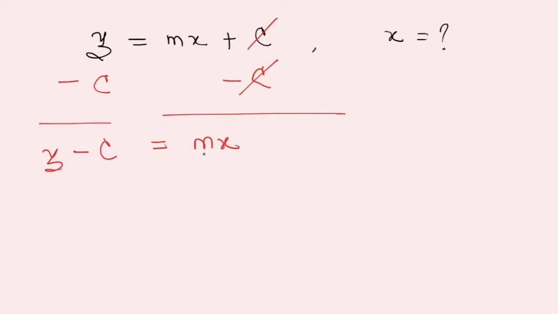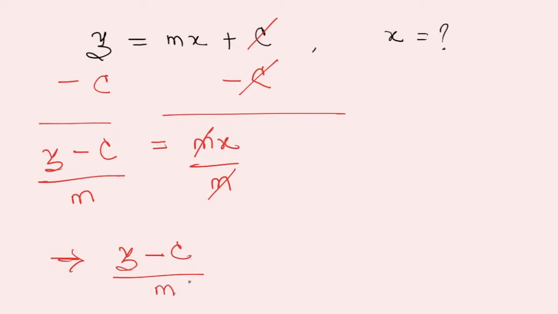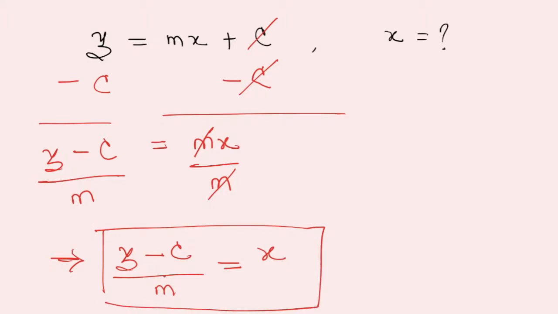But we're still left with an m on this side. Now to get rid of the m, we divide this side by m and also divide this side by m. Now m cancels out m to leave us with x. So our final answer is y minus c over m is equal to x. X has been made the subject of the formula.